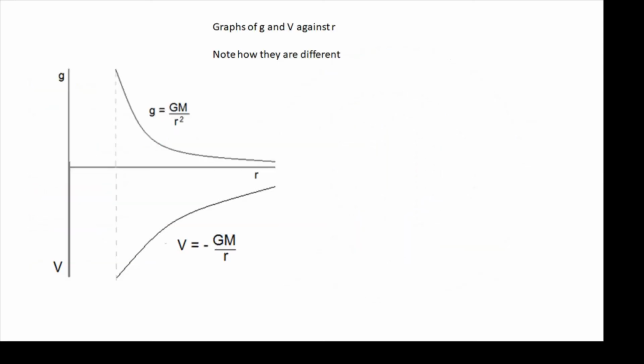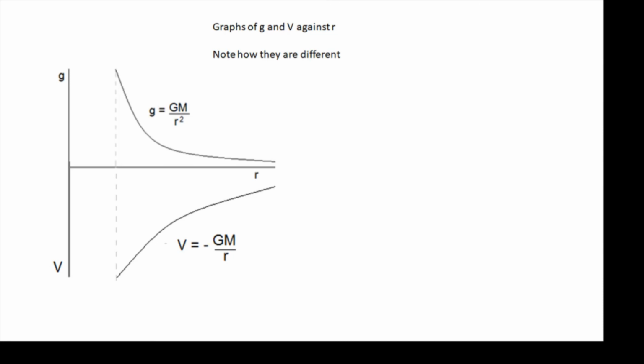Here are the graphs of little g and V against r. Notice the differences between them. Notice that the little g graph is an inverse square law, whereas the V graph is just inverse. And notice that the V graph is negative. I draw the g graph as positive, but the V graph is negative.